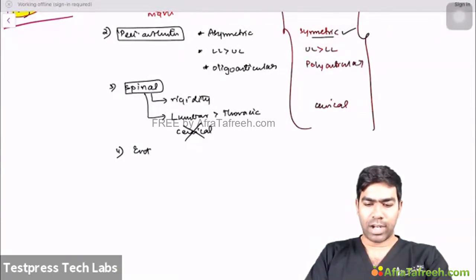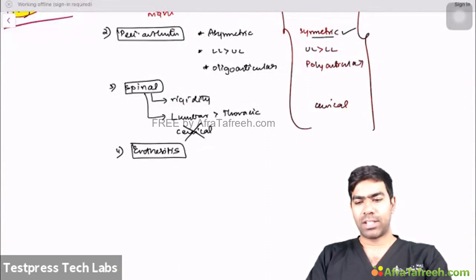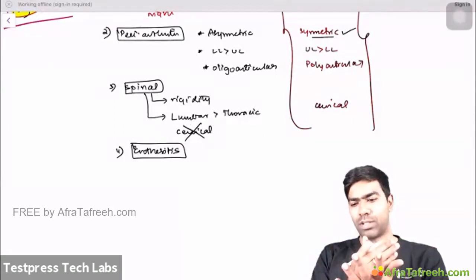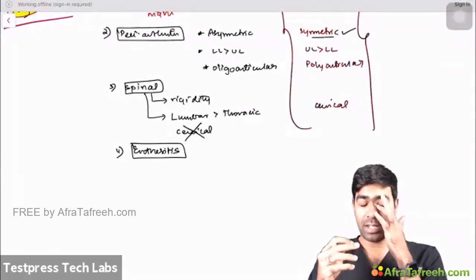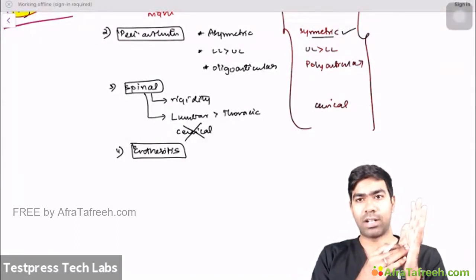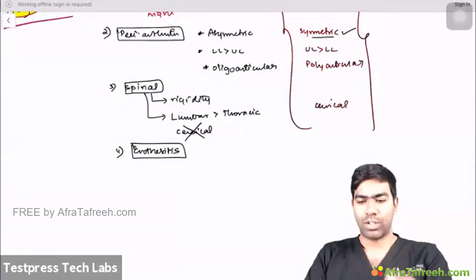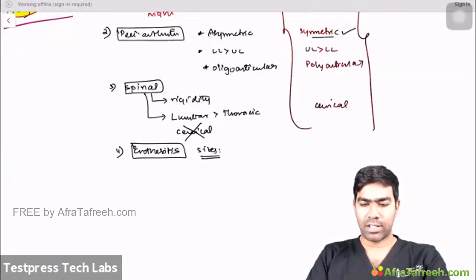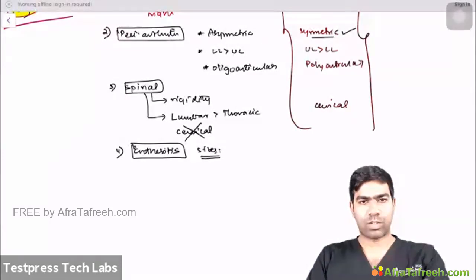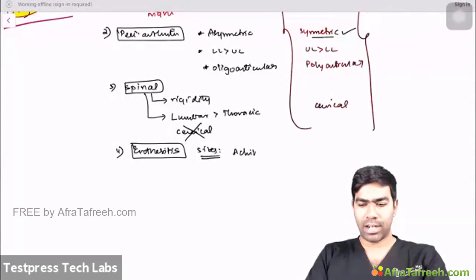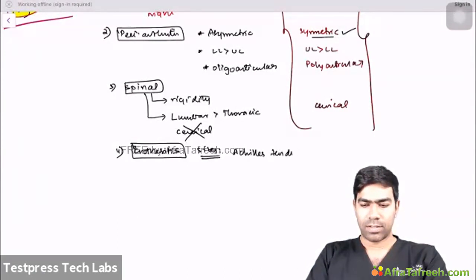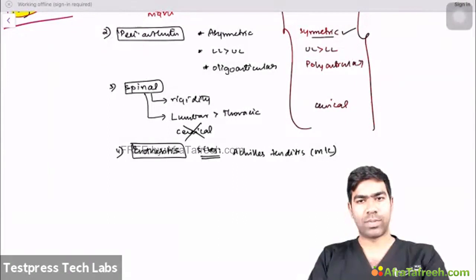Then they can produce something called an enthesitis. What do you mean by an enthesitis? Enthesitis means inflammation of the area of junction of the joint and the tendons. For example, at the site of insertion of the ligaments and the tendons, if you get an inflammation, that's characteristic of an enthesitis. The usual site of getting an enthesitis will be around the Achilles tendon. That's going to be the most common, called Achilles tendinitis. That's the commonest site for enthesitis in patients with seronegative spondyloarthropathies.